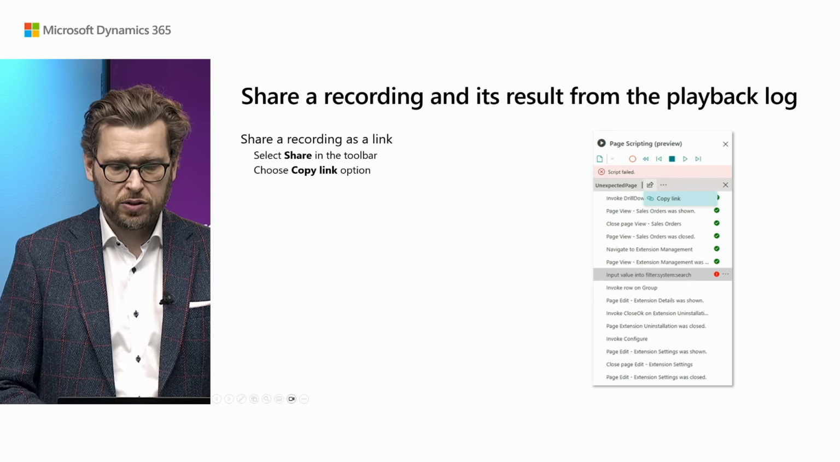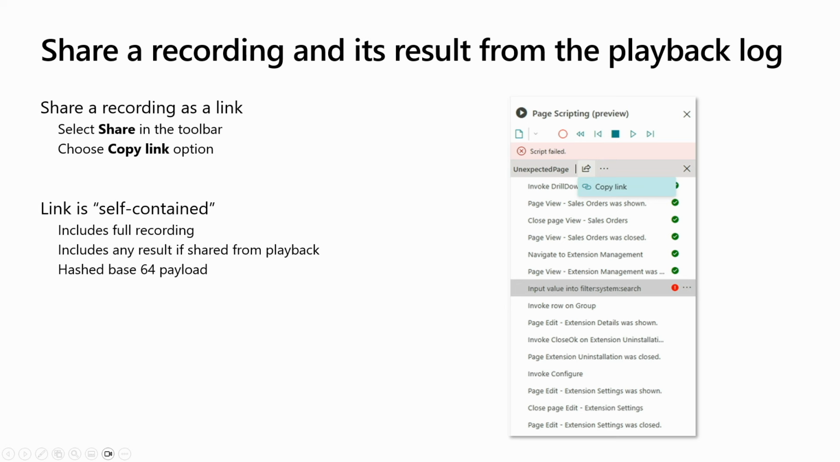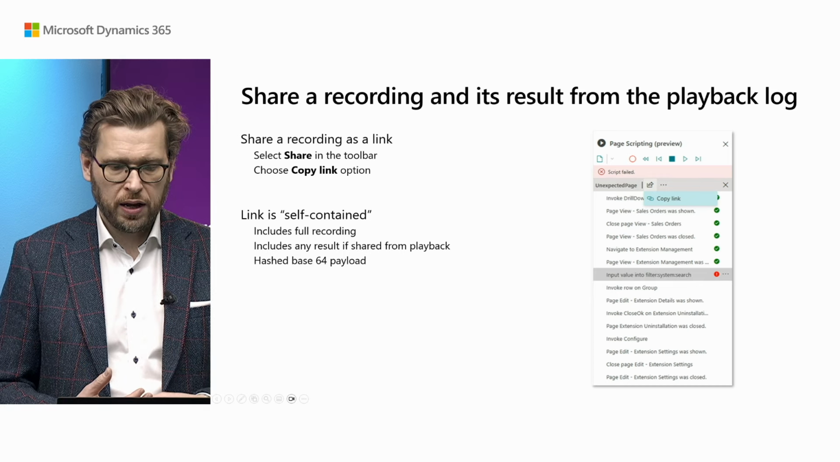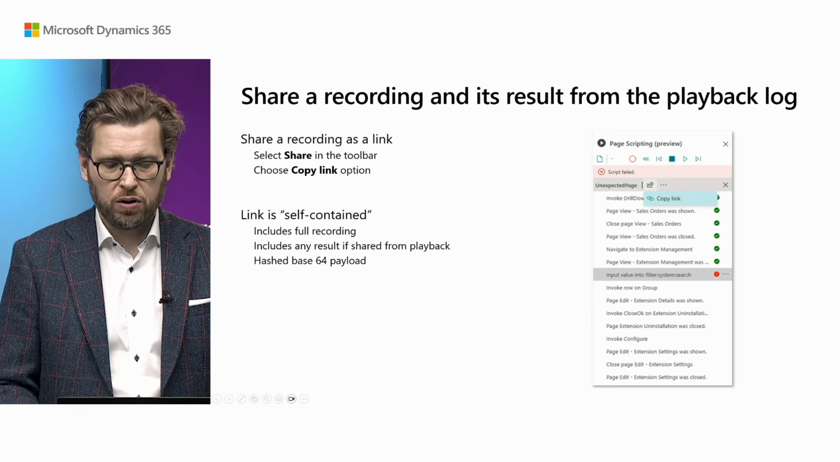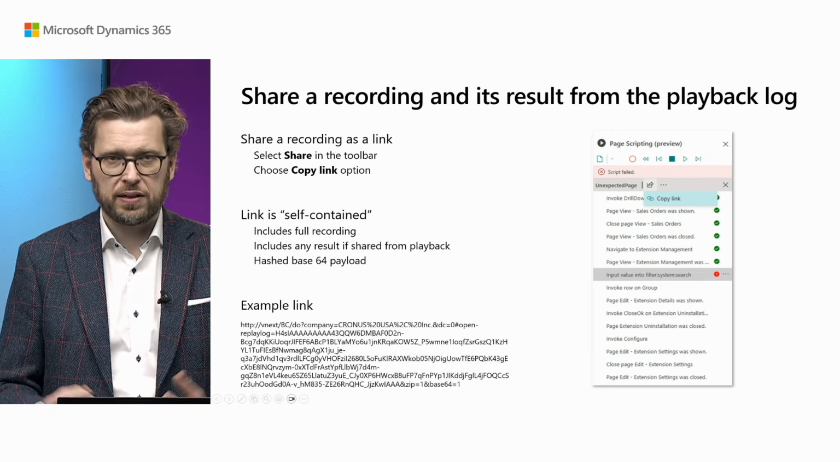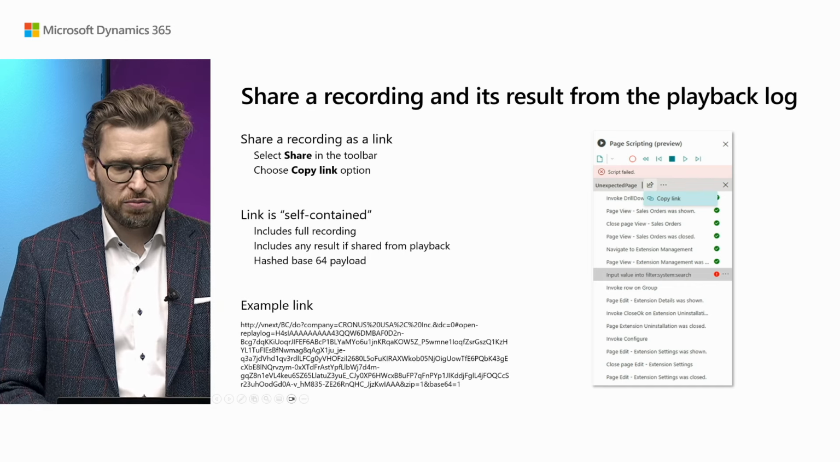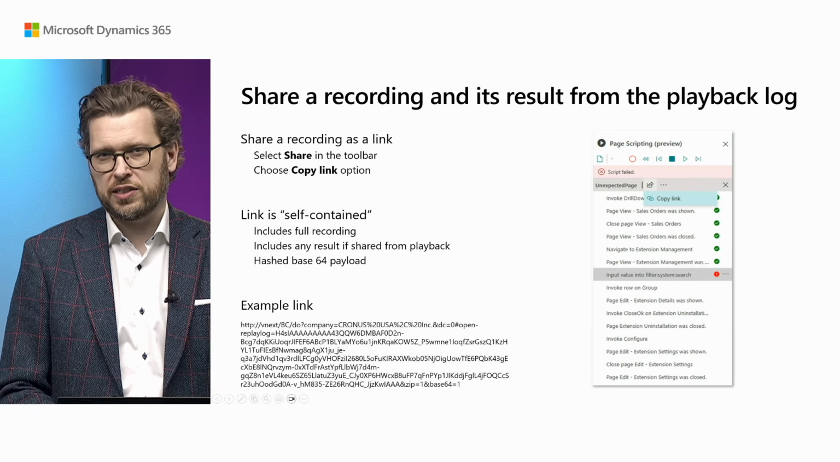You can share that. So in the toolbar for the page scripting tool, there is an opportunity to share, copy a link. And that link is self-contained. It basically includes the full recording. And if you ran it, it will also include the state of that recording. And all of that is hashed in a base64 payload that might not mean anything to you, but basically it means that the link that you're getting to your environment will include a lot of strange characters that is a very efficient representation of this test case and the result.